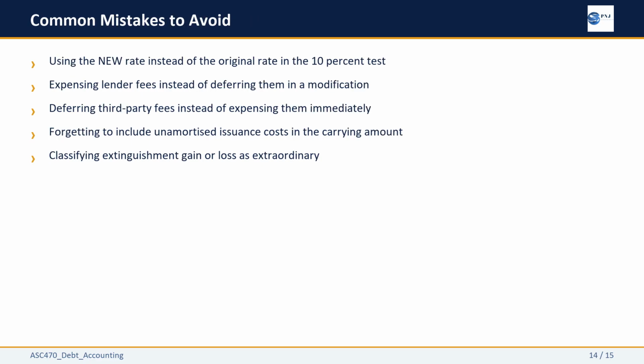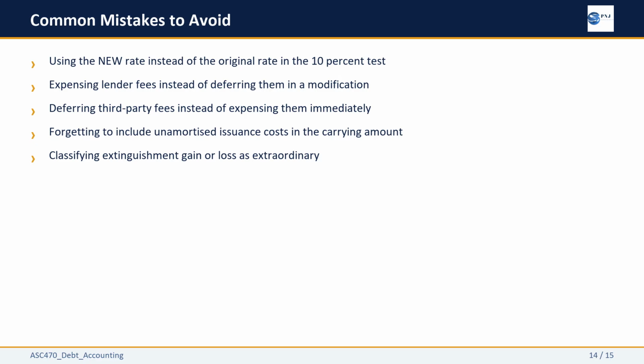Let me flag the mistakes that show up most often in practice. First, and this is the most common, using the new interest rate instead of the original effective rate when running the 10% test. The standard is clear. It must be the original rate. Second, getting the fee treatment backwards, expensing lender fees when they should be deferred, or deferring third-party fees when they should be expensed immediately. Third, forgetting to include unamortized issuance costs in the carrying amount calculation, which understates the carrying amount and distorts the gain or loss.